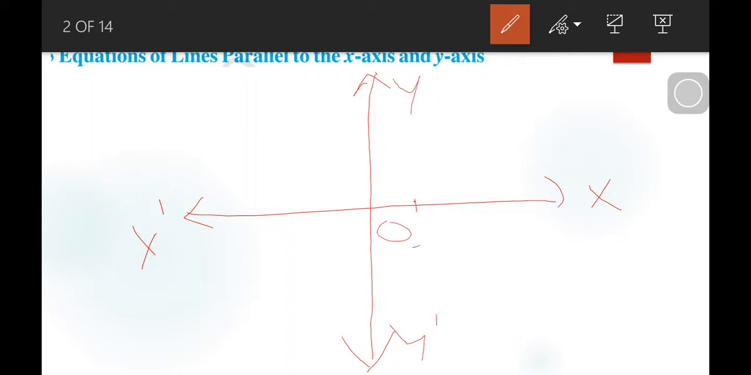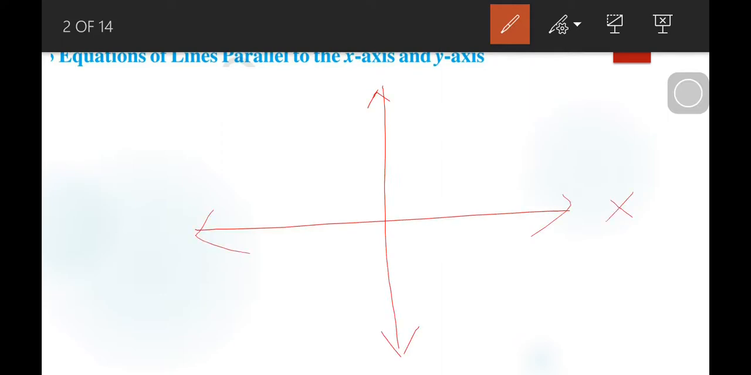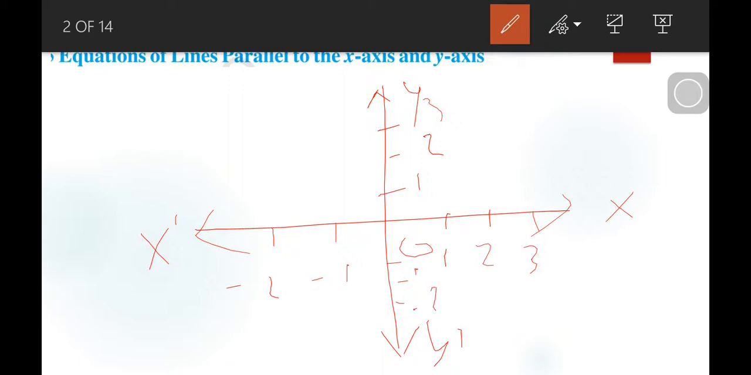As you know, this is the y-axis and this is the x-axis. Positive x is on the right-hand side, with negative numbers on the left; on the y-axis, positive numbers are upside and negative numbers are downside. This is the xy plane, or Cartesian plane, that we have studied.